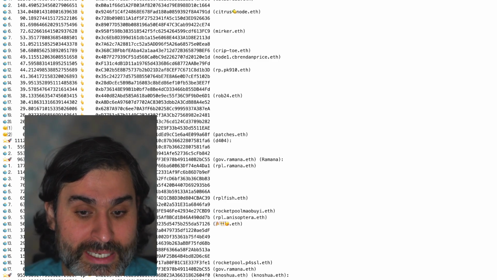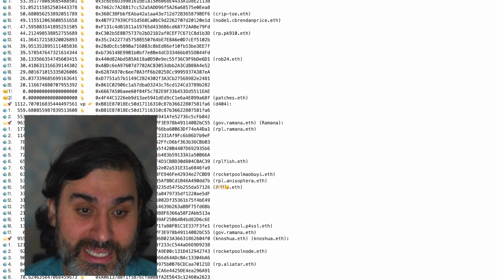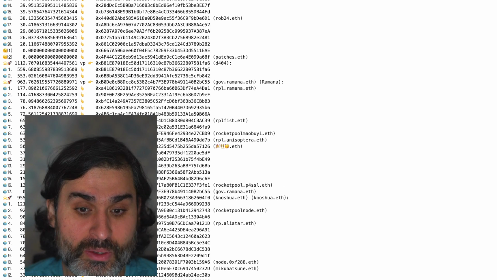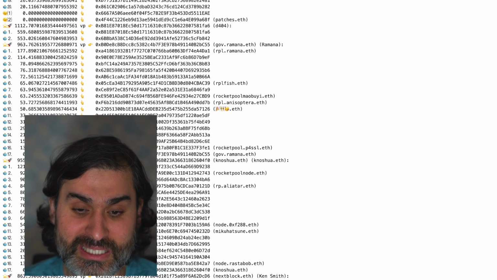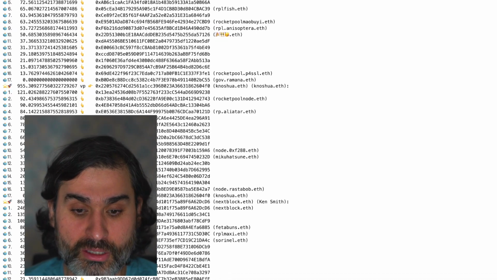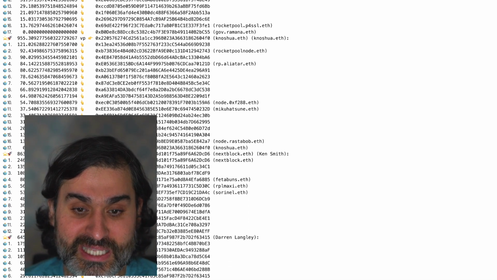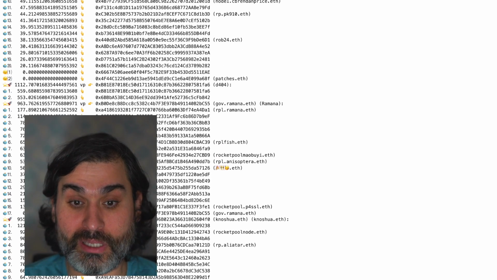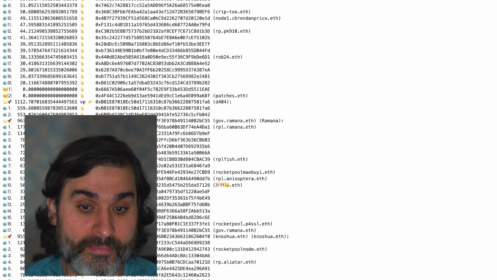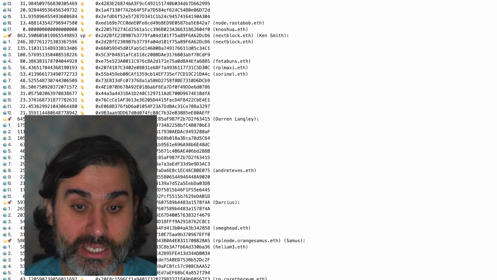After that, we have Ramana. Ramana has also said now that he doesn't want more people delegating to him. After that, we have Noshua. Noshua, as far as I know, hasn't made any statements. And then we have Ken Smith and others after that. But I don't think they've made any statements about who they would like their vote delegated to or whether they are still accepting delegations.